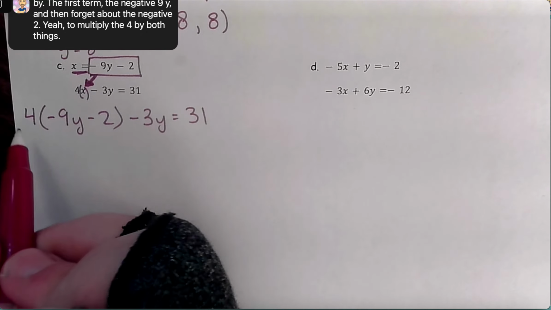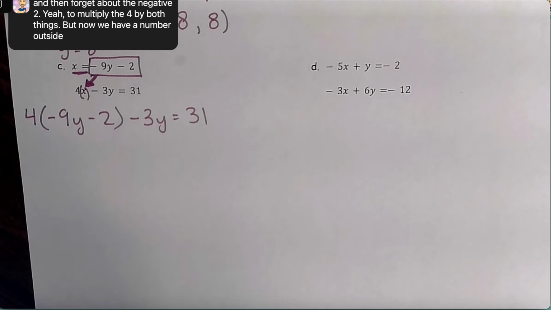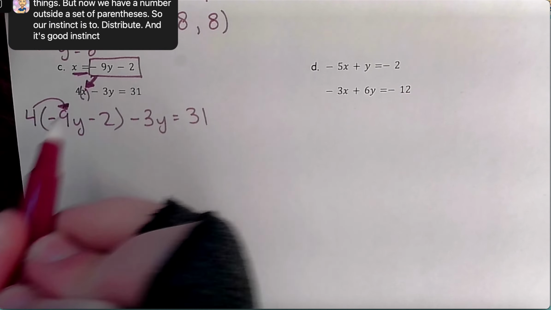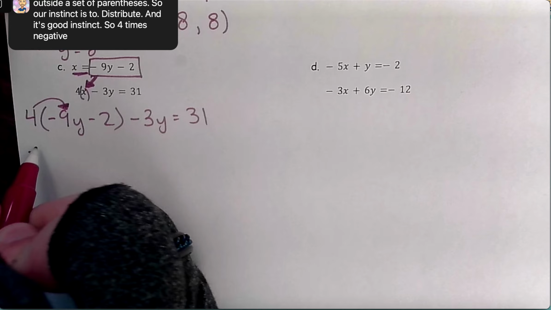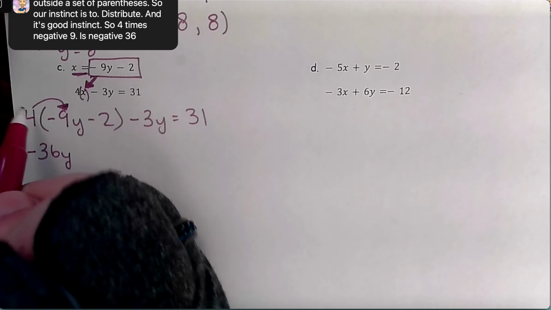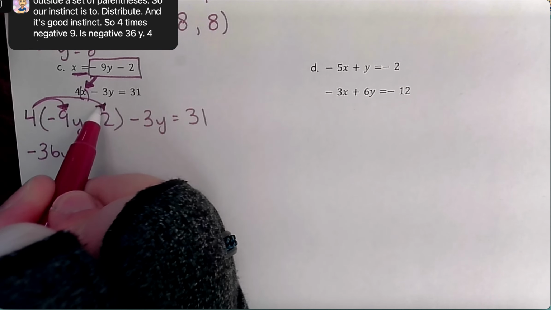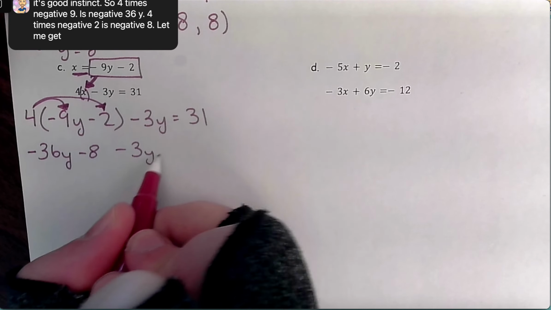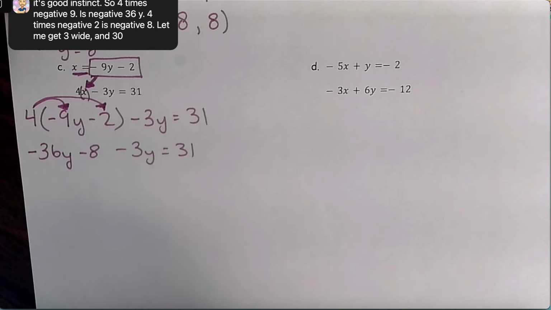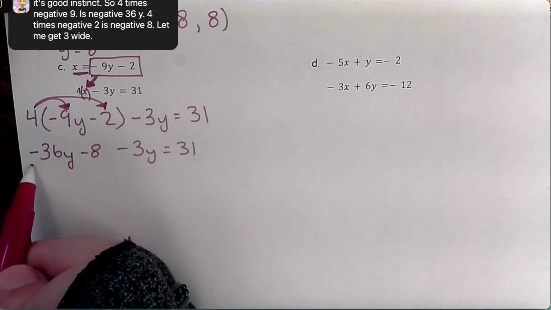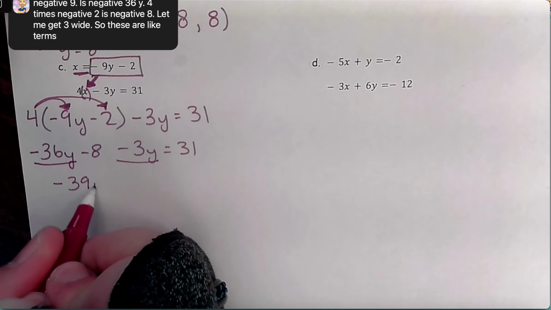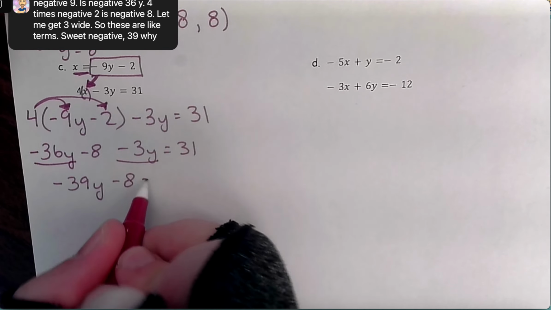But now we have a number outside a set of parentheses, so our instinct is to distribute, and it's a good instinct. So 4 times negative 9 is negative 36y. 4 times negative 2 is negative 8. And then we have negative 3y and 31. So these are like terms. Let's see, negative 39y minus 8 equals 31.